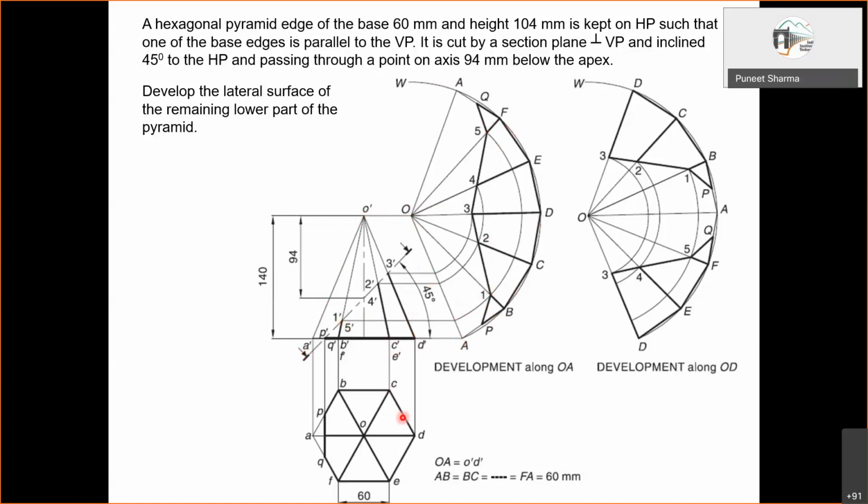Then from this top view, you will measure any of the sides. These are all equal. So you measure CD, and then you mark this distance here. Then from B up to C, from C up to D, D up to E, and so on. So hexagon, we'll have 6 edges distinctly marked: AB, BC, CD, DE, EF, and FA. Okay. Now we have to locate all these points.